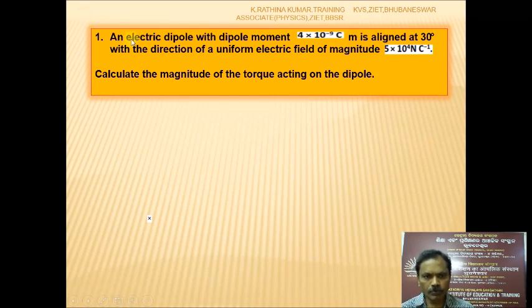An electric dipole with dipole moment 4 into 10 power minus 9 coulomb meter is aligned at 30 degree with the direction of the uniform electric field of magnitude 5 into 10 power 4 Newton per coulomb. Calculate the magnitude of the torque acting on the dipole. So this is the question. We must know what is asked. Calculate the magnitude of the torque acting on the dipole.